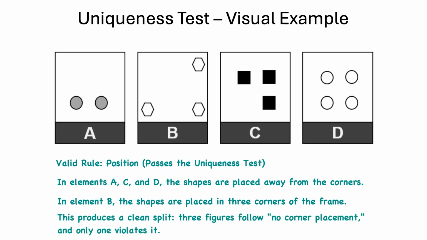So this indeed produces a clean split. We have 3 figures that follow no corner placement, and only 1 violates it, which is B. So in this case, B would be our correct answer. B is the odd one out.